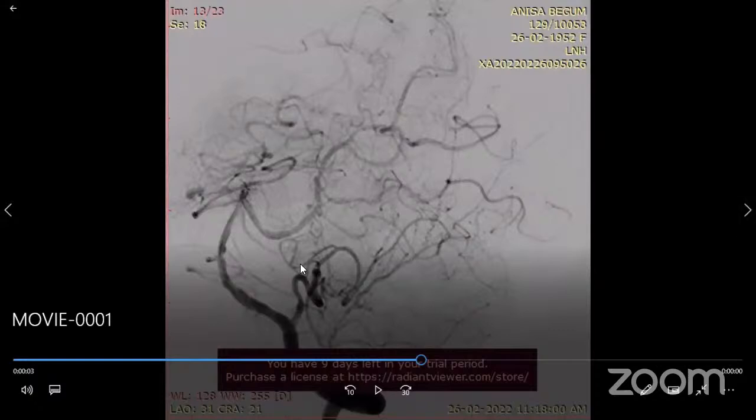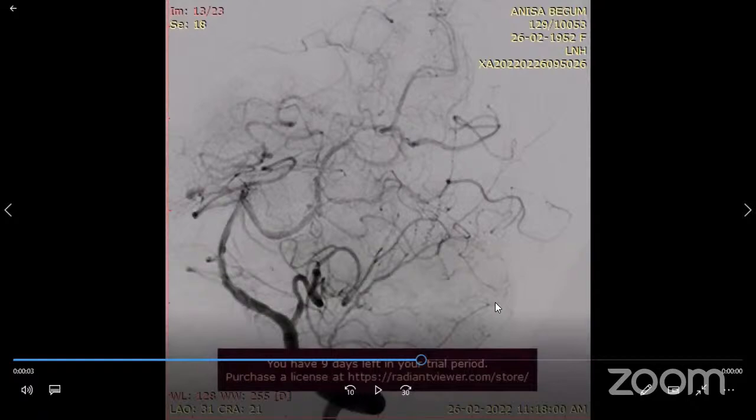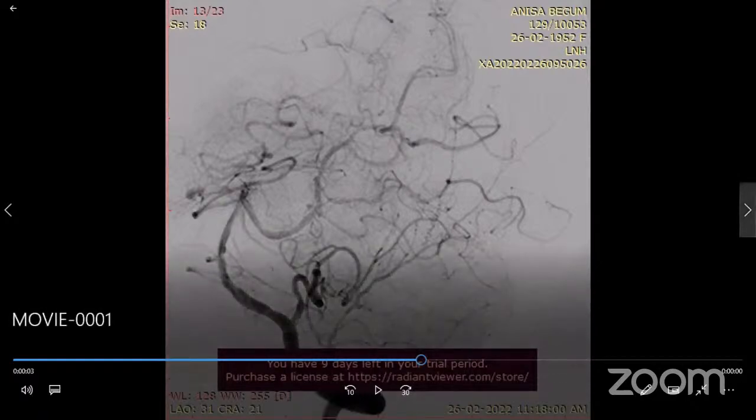Dr. Misbah, what sort of a view is this? This is the oblique view. You see it better in the lateral view, and sometimes in the oblique view, you can see the origin better. So this is the oblique view.